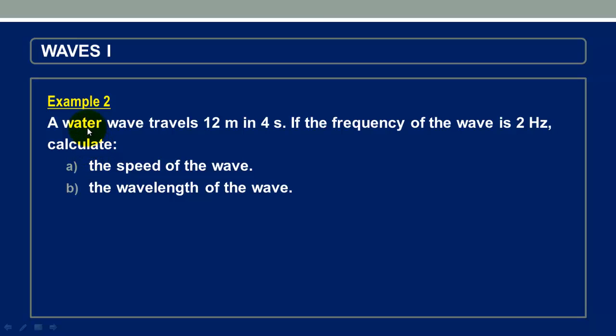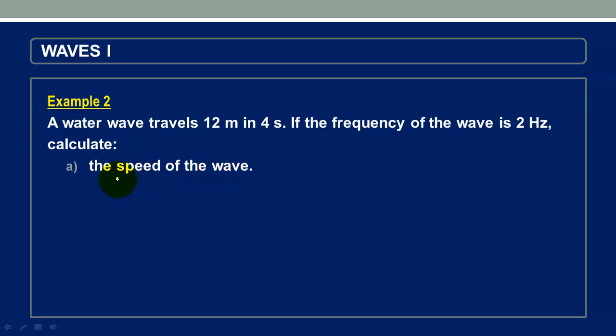In example 2, we are told that a water wave travels 12 meters in 4 seconds. If the frequency of the wave is 2 Hz, calculate the speed of the wave and the wavelength of the wave. Let's start with the first part. In this first part, we are asked to calculate the speed of the wave.